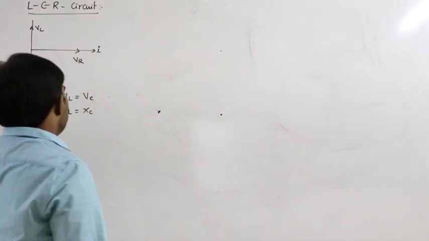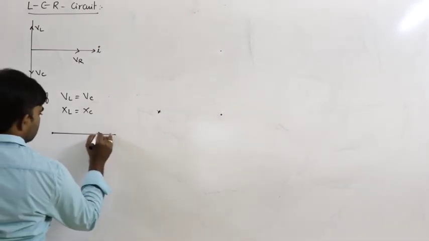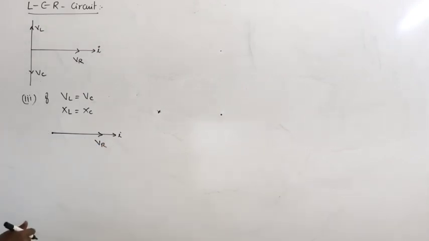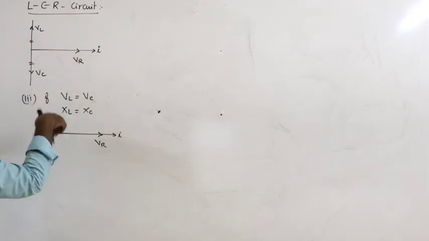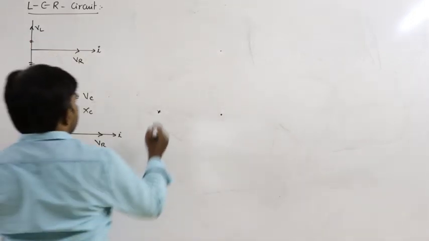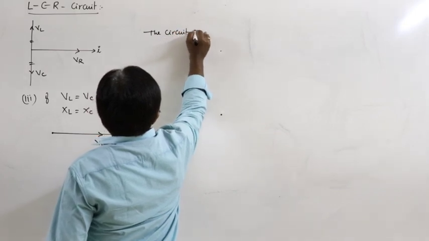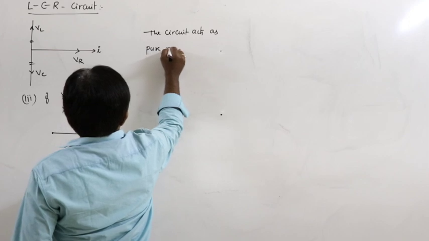Third situation: VL is equal to VC, that means XL is equal to XC. Equal condition. If XL is equal to XC, this is I and this is VR. So both will cancel with each other. If these two cancel with each other, then the circuit acts as a pure resistive circuit.